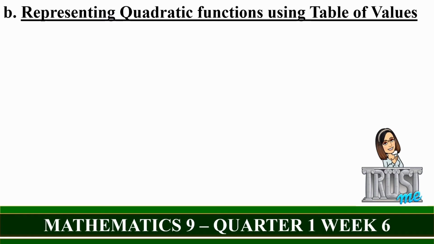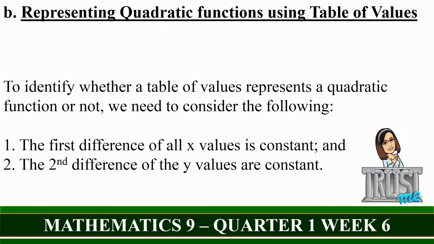How do you identify if a given table of values represents a quadratic function? To identify whether a table of values represents a quadratic function or not, we need to consider the following. First, the first difference of all x values is constant or equal. Second, the second difference of the y values are constant or equal.